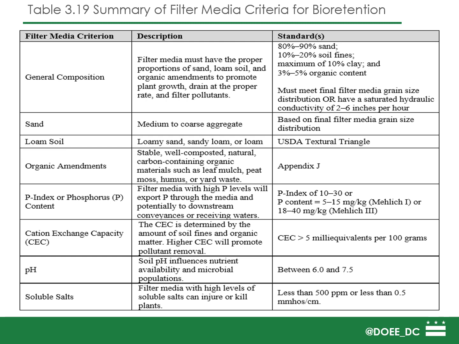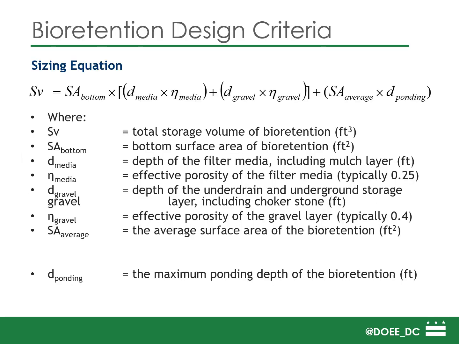Table 3.19 in the guidebook is a good summary of the filter media criteria for bioretention. So you can see there are additional requirements. You can review these on your own, but just be aware of the different components of the media: the sand, the loam soil, the organic amendments, pH, salts, and the cation exchange capacity. Each of these criteria must be met and specified on the plans and met by the actual material being delivered on site. So, sizing the bioretention, the storage volume is calculated using this equation here.